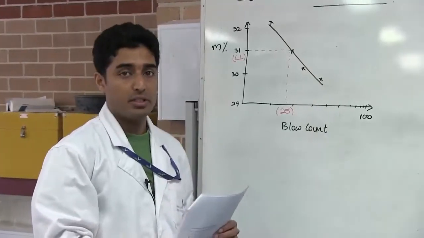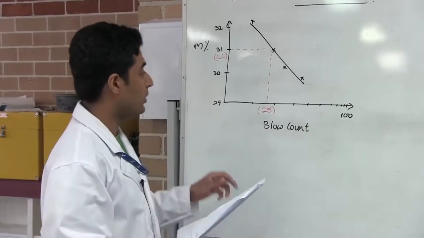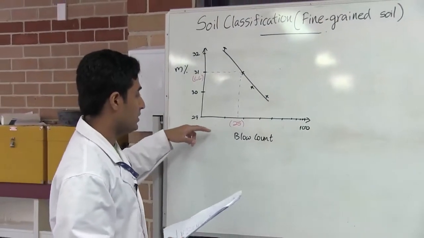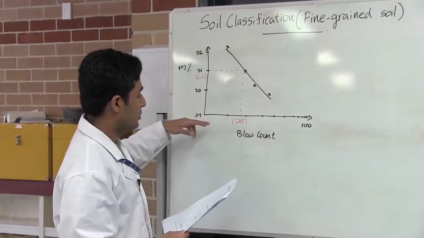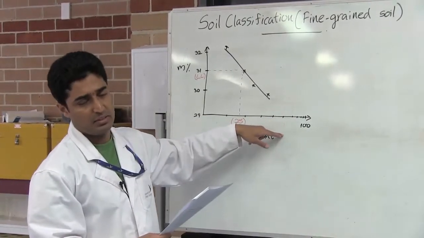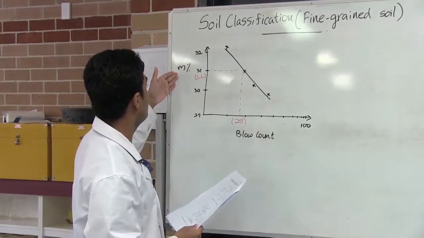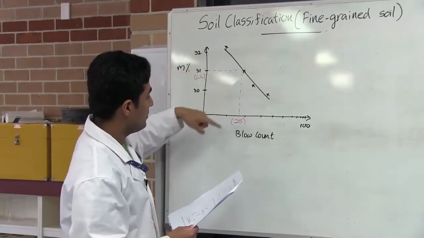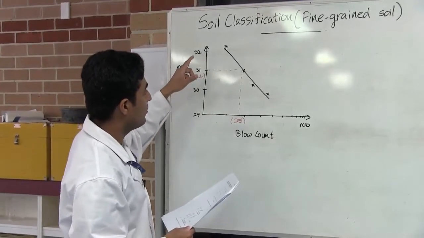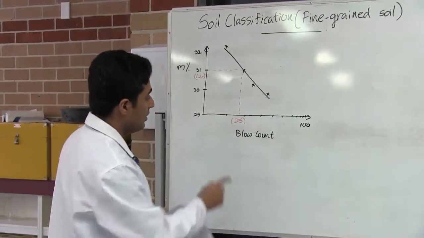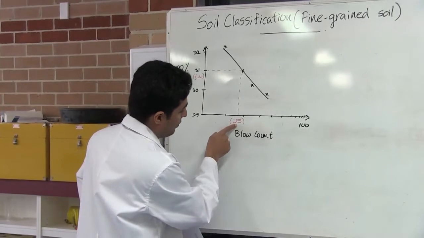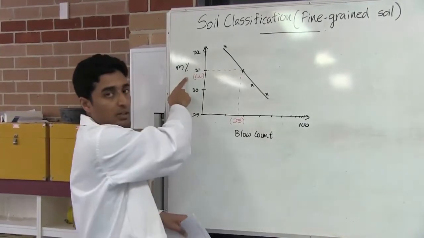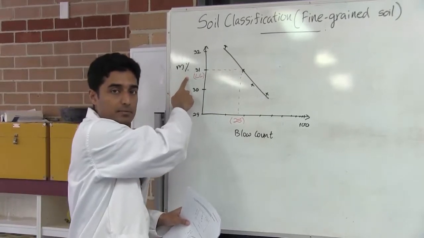Once you complete the moisture content calculations, you can plot the blow count versus the moisture content in a semi-logarithmic scale. Make sure the blow count is in logarithmic scale and the moisture content in the natural scale. And when you plot the blow count versus moisture content and draw the best fit curve, the blow count number 25 will give you the liquid limit of the soil sample.